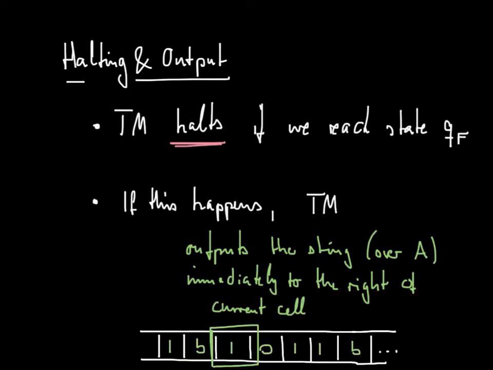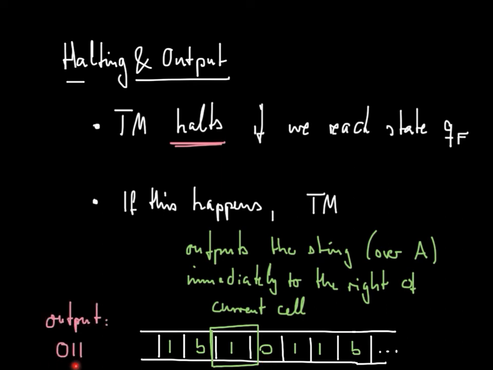So what does that mean? Well, if this is the configuration of the tape, when we reach the final state, QF, then we would take the string that is immediately given to the right of the current cell. So here we would have the current cell, and the string immediately to the right of it would be the string 0, 1, 1. And here we have the first blank, and that's not a symbol of our alphabet A, so it would not be included in the output, and the output would just be 0, 1, 1.